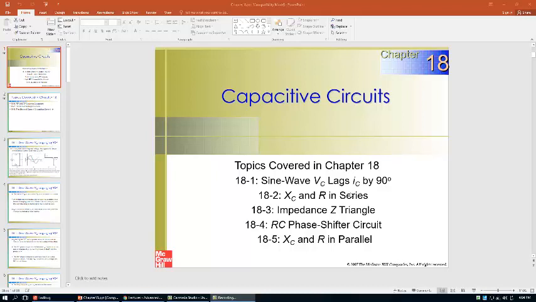In this first lecture, we're going to cover the first four sections of the chapter. Section 1, we will talk about the sine wave, and we will see that the capacitive voltage lags the capacitive current by 90 degrees. Section 2, we will cover capacitive reactance and resistance in series. Section 3, we will talk about impedance and the impedance triangle. And section 4, we will cover the RC phase shifted circuit.